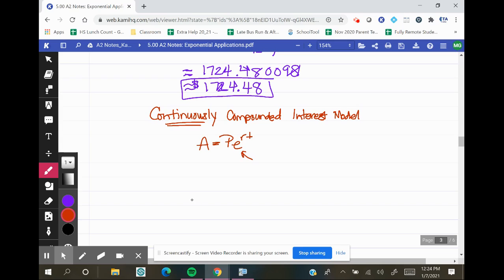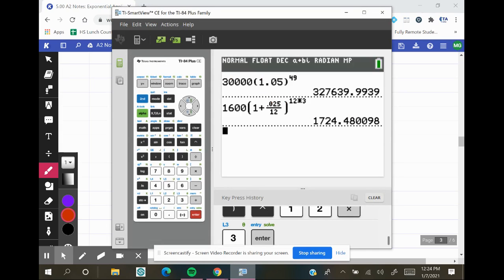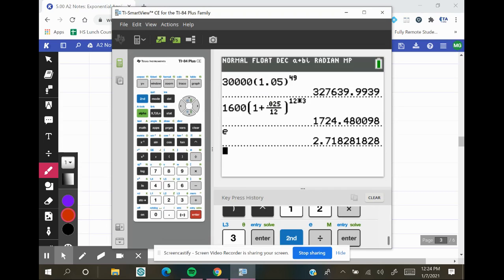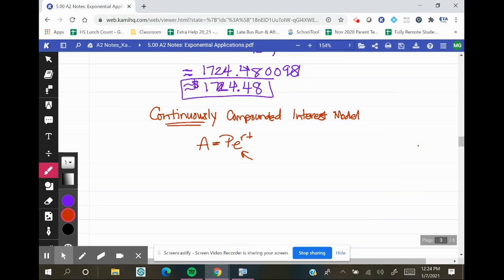Remember, e is a number in your calculator, and you can get that number by just typing second divided by, and you see it's approximately 2.718. It's like pi, just a different number than pi. It's irrational. It goes on and on forever. So e is approximately 2.718... Those are supposed to be dots. Use your calculator.